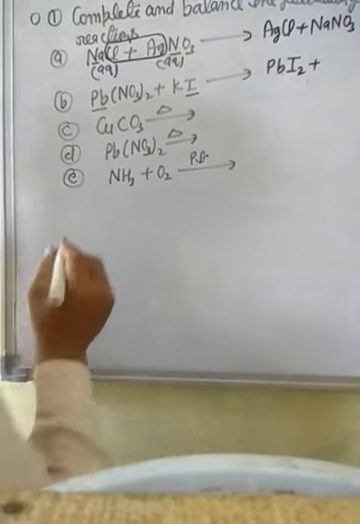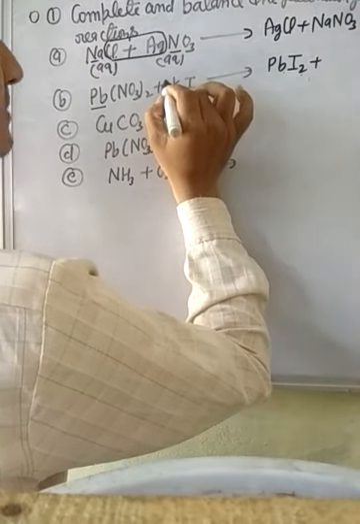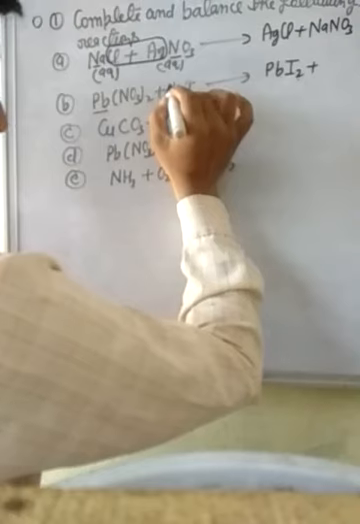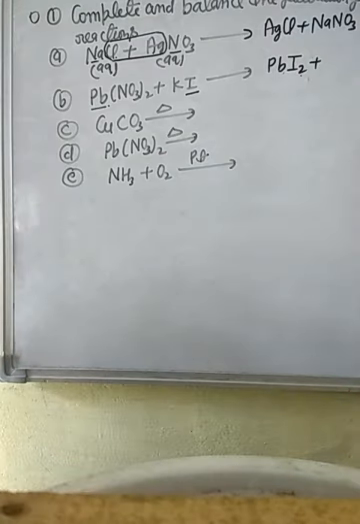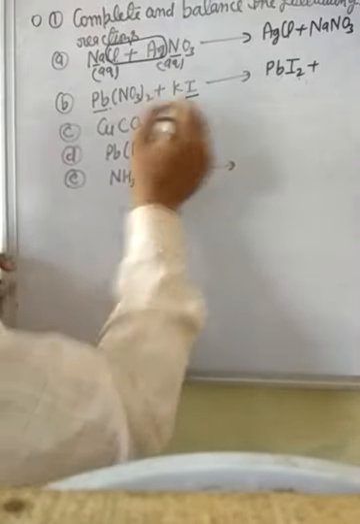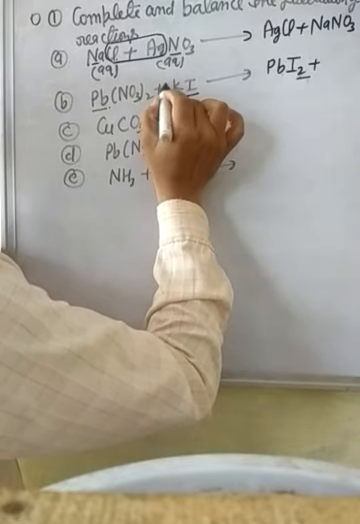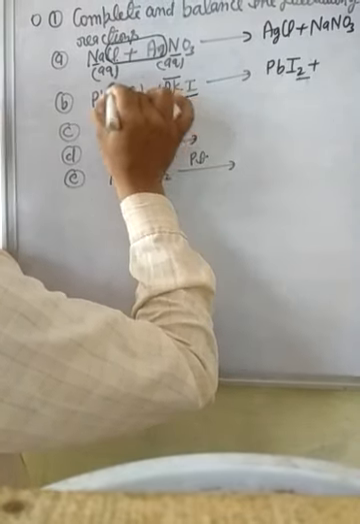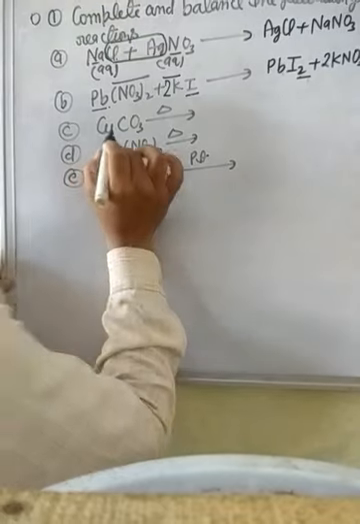After this, to balance this reaction, the number of iodine here is 2. So we have to take it here. We get PbI2. Okay students. Look here, PbI2. Here number of iodine is 2. So we have to multiply potassium iodide by 2. Now 2K and 2NO3 combine, we get 2KNO3. Okay students.